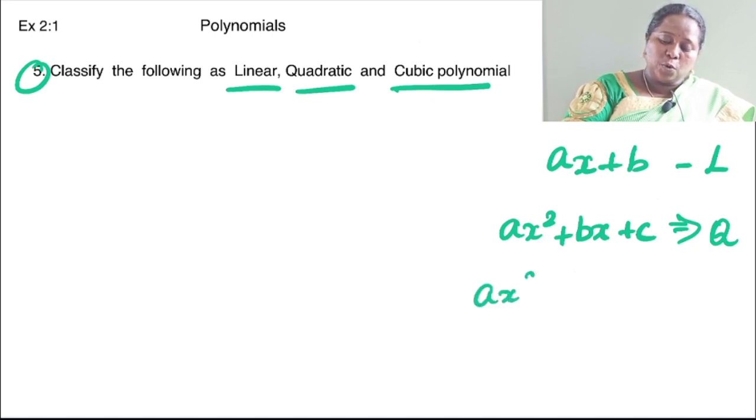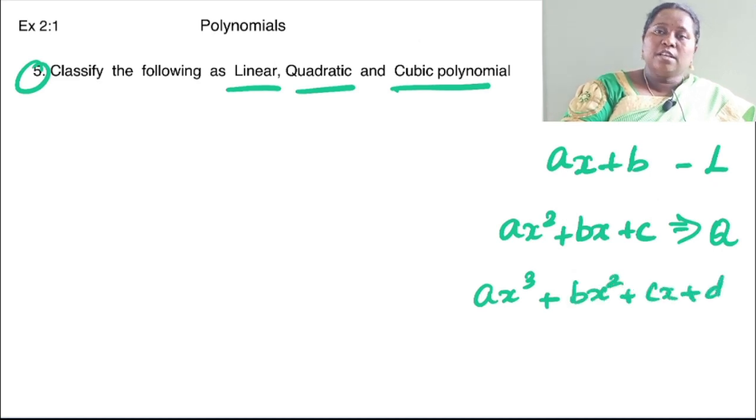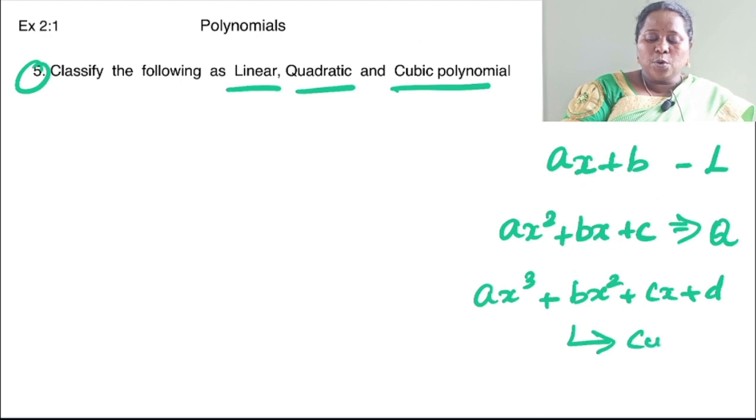Next, ax cubed plus bx squared plus cx plus d. If the polynomial is in this form, then we call it a cubic polynomial.